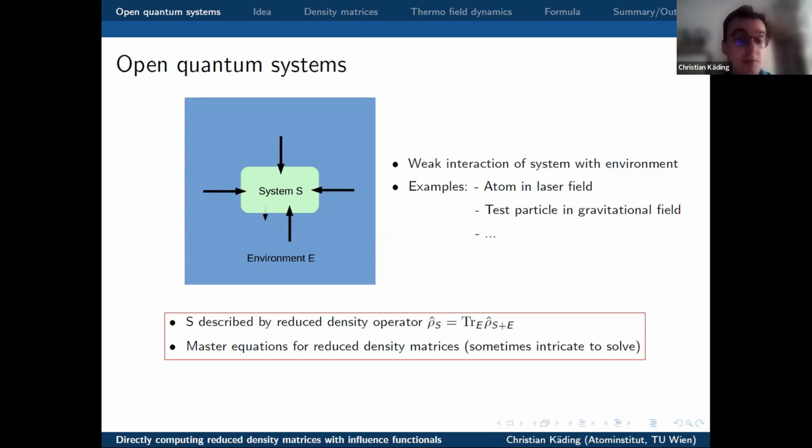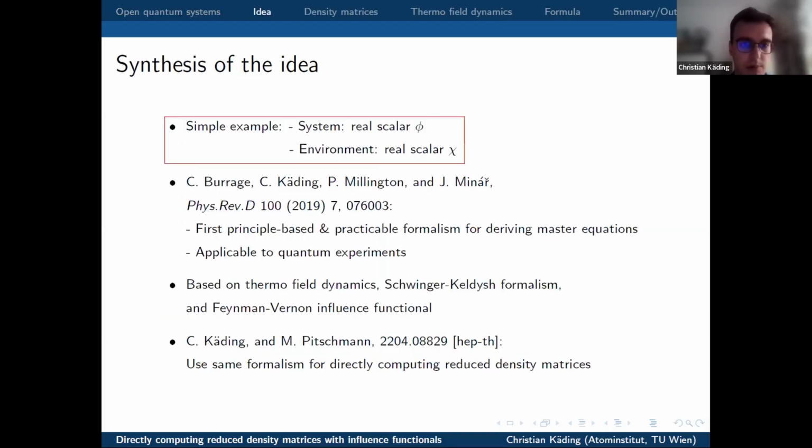And the issue with such master equations is that they are sometimes intricate to solve. So it would be nice to have a way of directly computing your reduced density matrix without actually having to think about master equations. So what am I going to talk about today? This is the following. First of all, I'm going to talk about this simple example here.